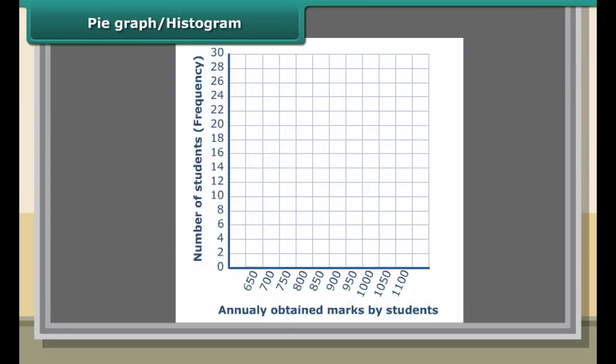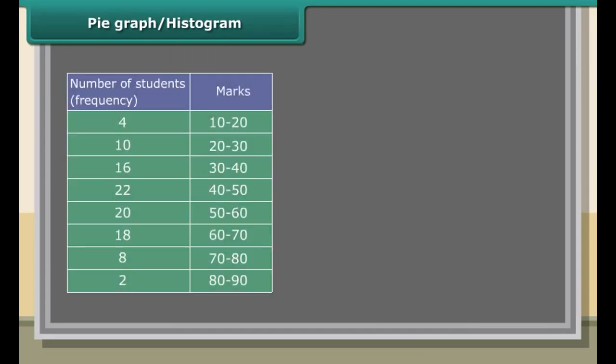Histogram. A histogram is a graphical representation of a frequency distribution in the form of rectangles with class intervals as bases and heights proportional to corresponding frequencies, such that there is no gap between any two successive rectangles. The following table gives the marks scored by 100 students in an entrance examination.